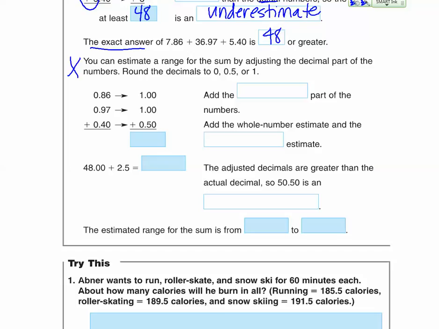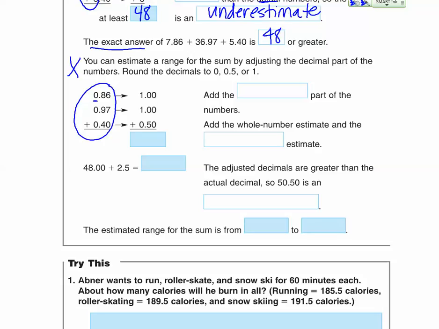So we dealt with the whole numbers. Now let's focus on the decimal values. And what we're going to do today is decide, should I round this down to 0? Should I round it to 5/10? Or should I round it to 1? Again, same thing as 0, a half, or 1. So we're going to just focus on the decimal values.